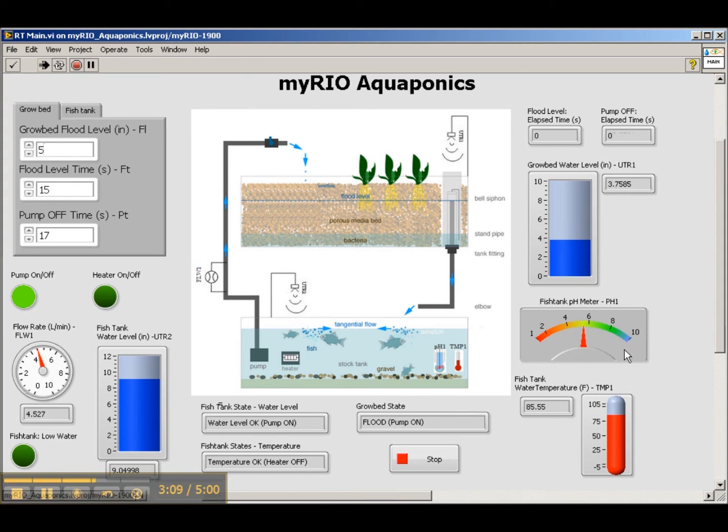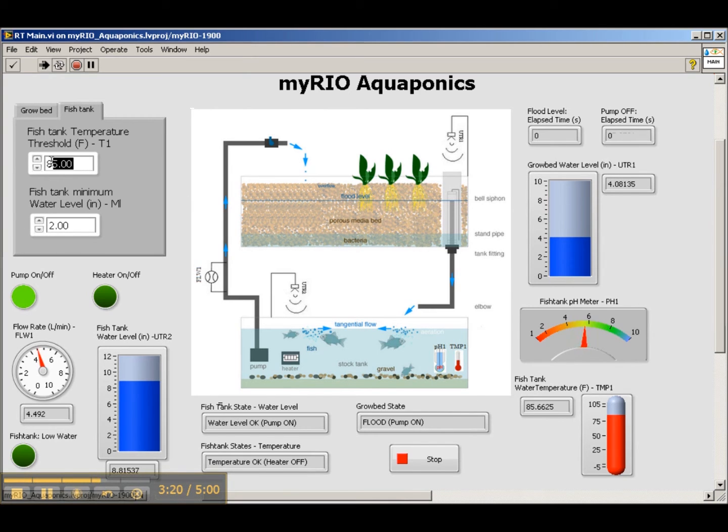In addition, you can see the pH is being continuously monitored, and the temperature in the fish tank is 85.5 degrees. Let's play around with the temperature and set the threshold higher, and we can see that the heater is going to turn on. Now we set the temperature threshold to 88, and the heater is on, and it will stay on until the temperature reaches 88 degrees.